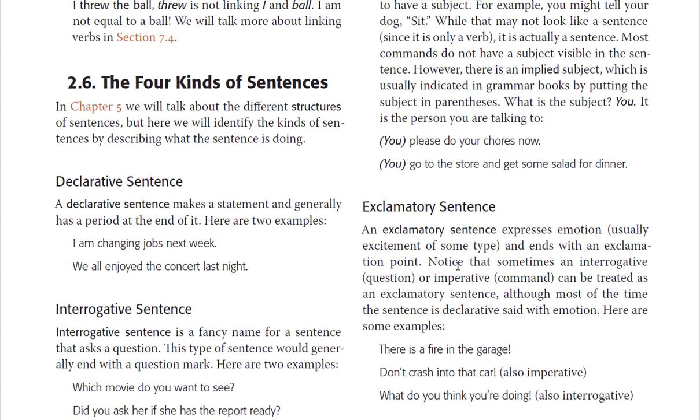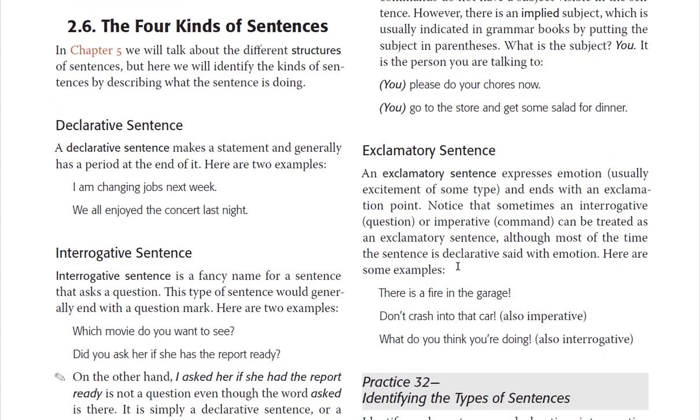An exclamatory sentence expresses emotion, just like interjections. Interjections are simply words like wow, oh my gosh. It's just a word, so therefore it is an interjection. But if you have a whole sentence like subject, verb, object, then an exclamation point, and you're stating an emotion, that's known as an exclamatory sentence. Exclamatory sentences end in an exclamation point, because it expresses emotion.